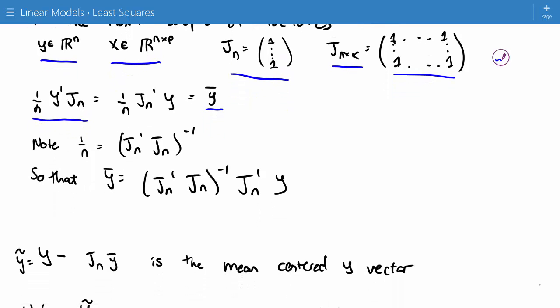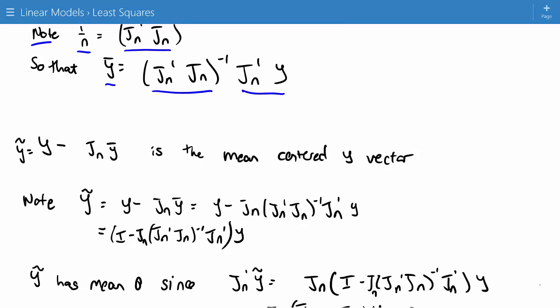I would also note that 1 over n can be written as (Jn transpose Jn) inverse, simply because Jn transpose Jn is the sum of a bunch of 1's squared, which is 1. There's n of them, so the inverse of that is 1 over n. So we can think of y bar as (Jn transpose Jn) inverse, times Jn transpose y.